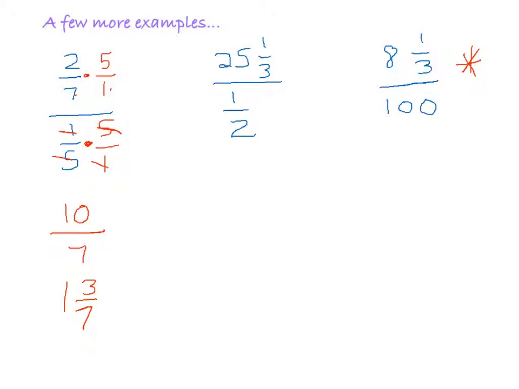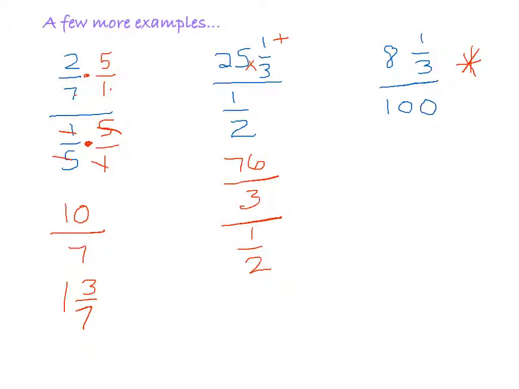Okay, this second example is 25 1/3 over 1/2. Now, if you notice, the 25 1/3 is not in improper fraction form. In fact, it's a mixed number. So probably the first thing we would have to do is turn it into an improper fraction for us to be able to work with it. So if you remember what we did when turning a mixed number into an improper fraction, we take the whole number times the denominator, so 25 times 3, which is 75, plus the numerator, which makes it 76. So I'm going to rewrite it as 76 over 3 divided by 1/2.